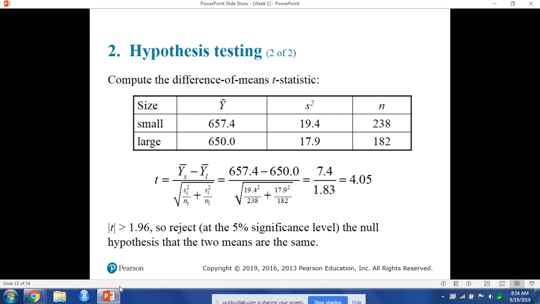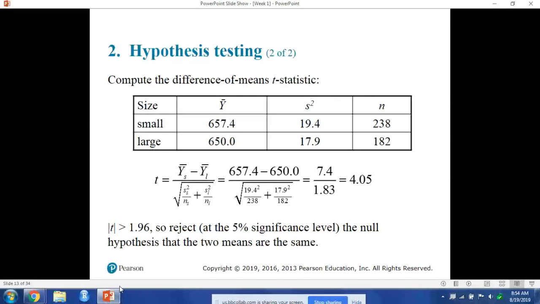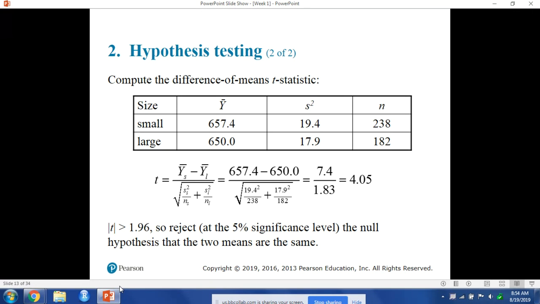We find that our t-statistic is high and thus statistically significant at the 5% level. Thus, we can reject the null hypothesis that the two groups are the same. So now we know that the two groups are different on class size's effect on student achievement.